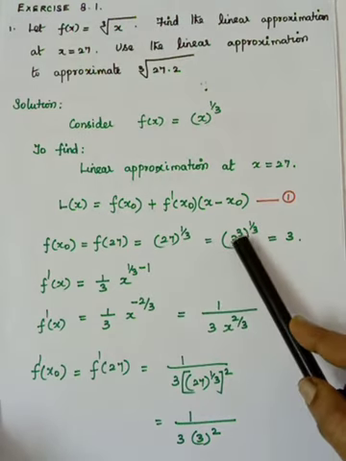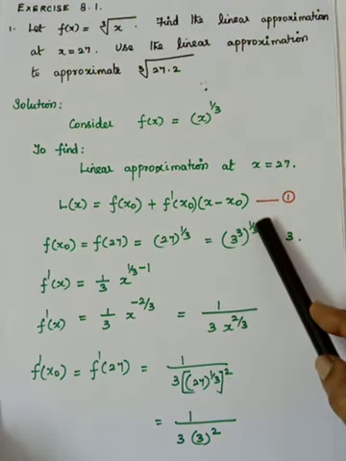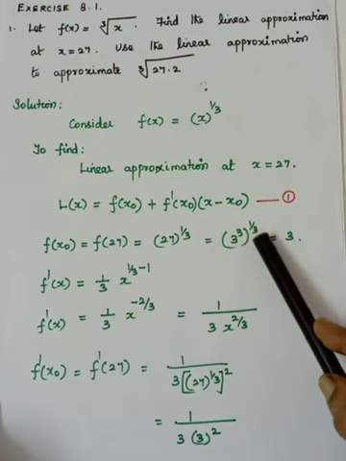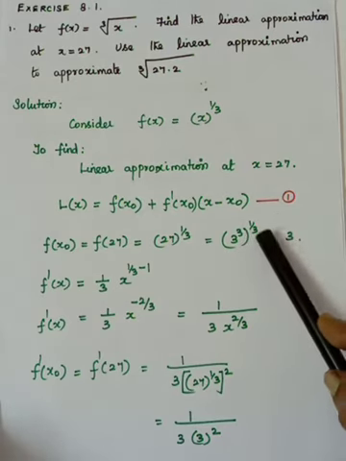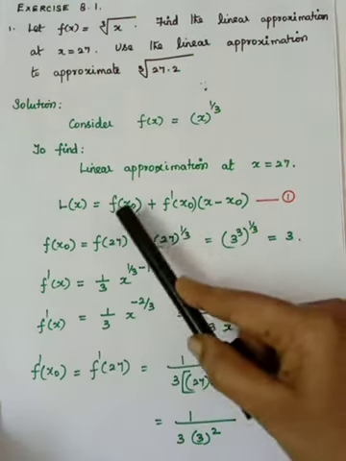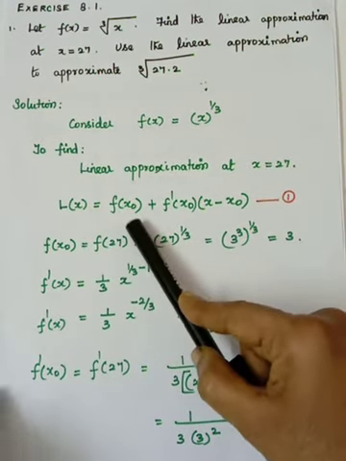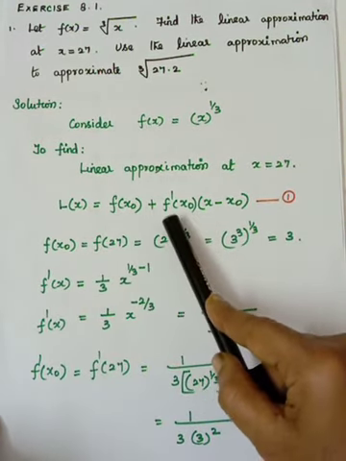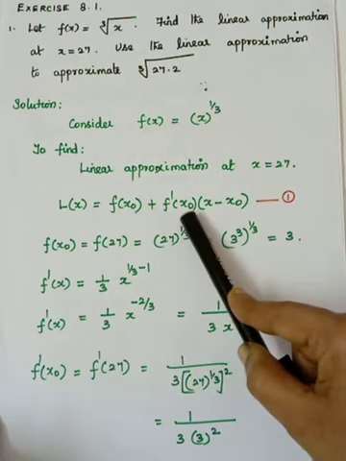27 can be written as 3 cube. So 3 cube to the power 1 by 3. This 3 and 1 by 3 get cancelled. So the answer is 3. So the first term we have found. Next, coming to the next term, what is needed? F dash of x naught is needed.